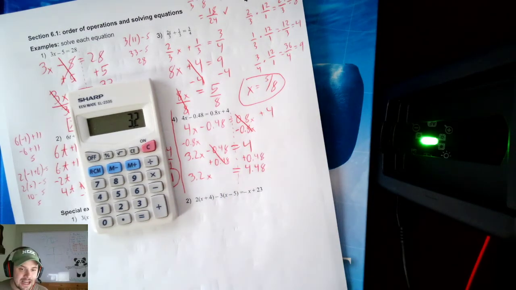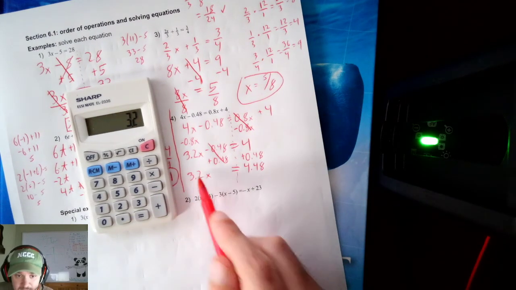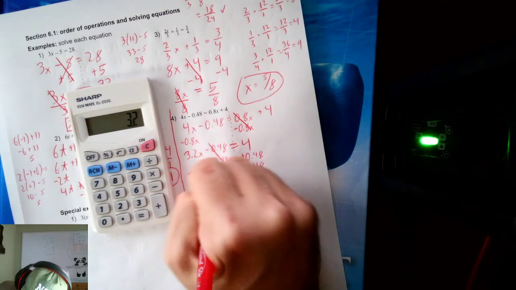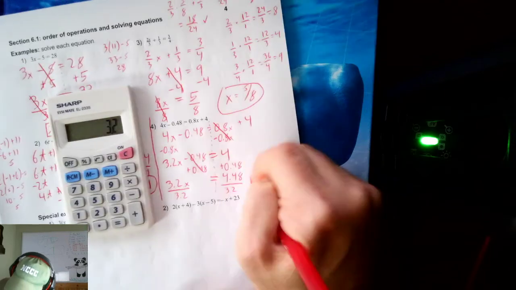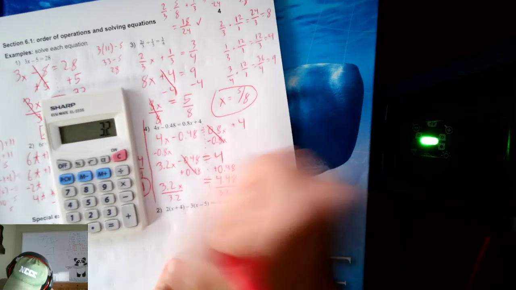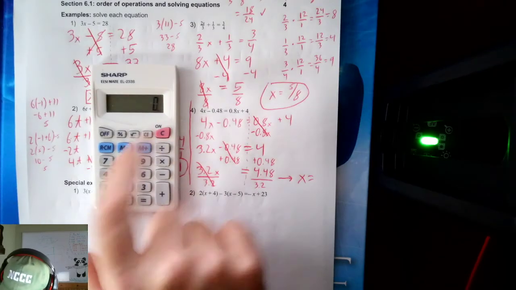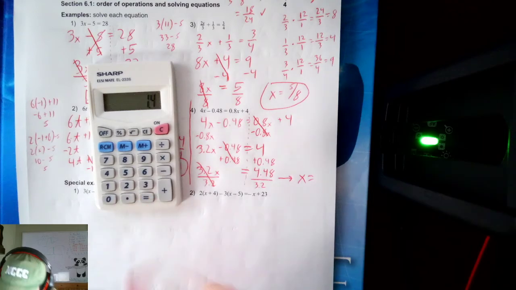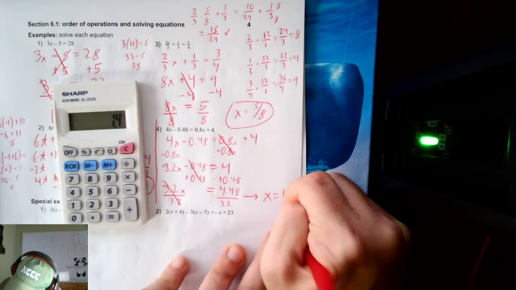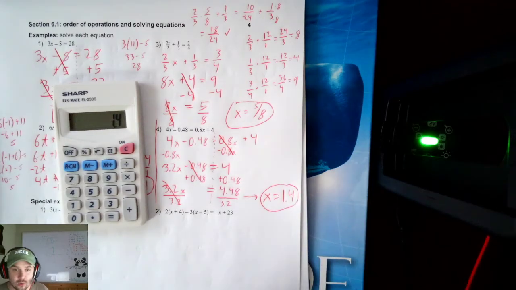Now I'm ready to divide. Once again, you divide by the coefficient in front of the x. This tells me to do 3.2 times x. The opposite of times is divide. Divide one side, got to divide the other. This is going to tell me that I'm left with x equals 4.48 divided by 3.2, which is equal to 1.4. So I think 1.4 is my answer.